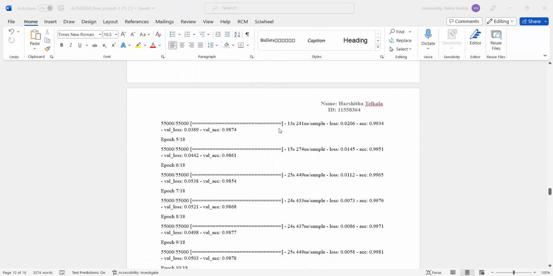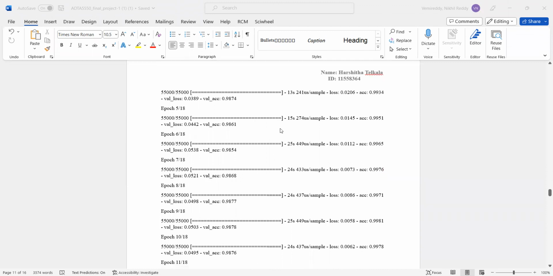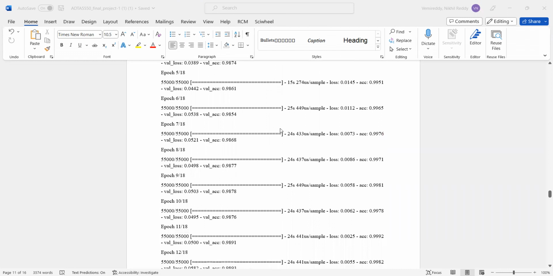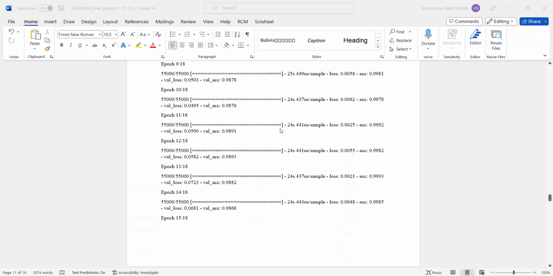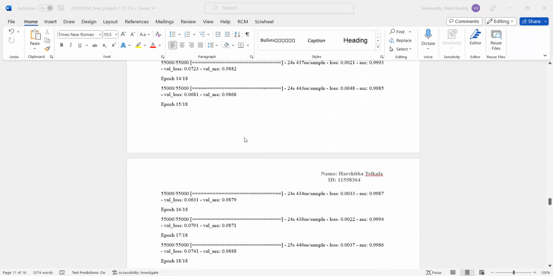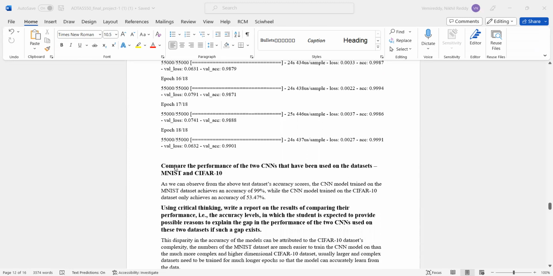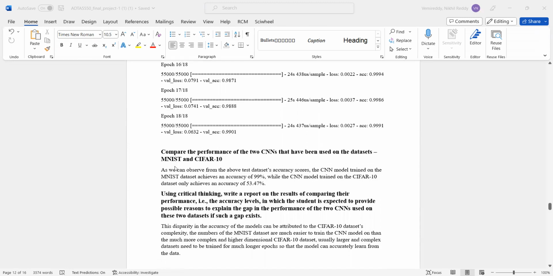Here we can see the sample loss and accuracy for 18 epochs in total. This is for the 15th epoch, and the same goes on until the 18th epoch. After comparing, these are the results that I observed.